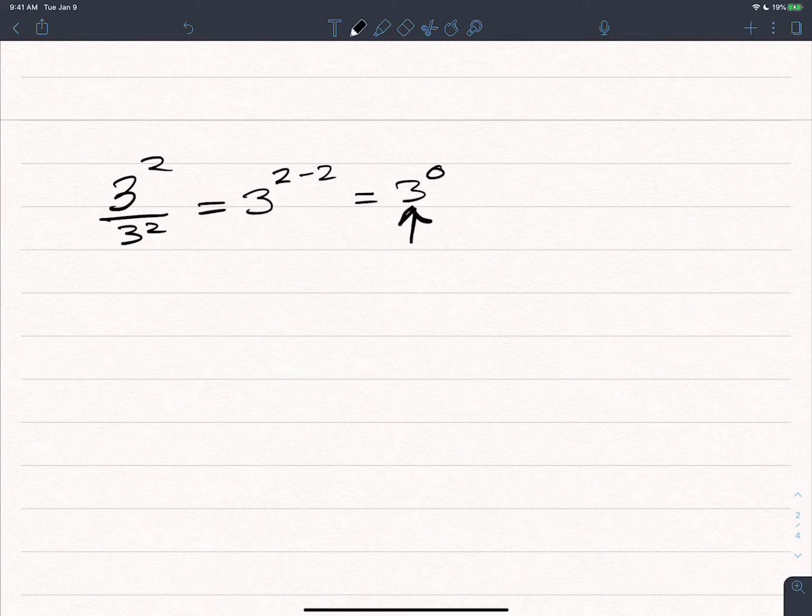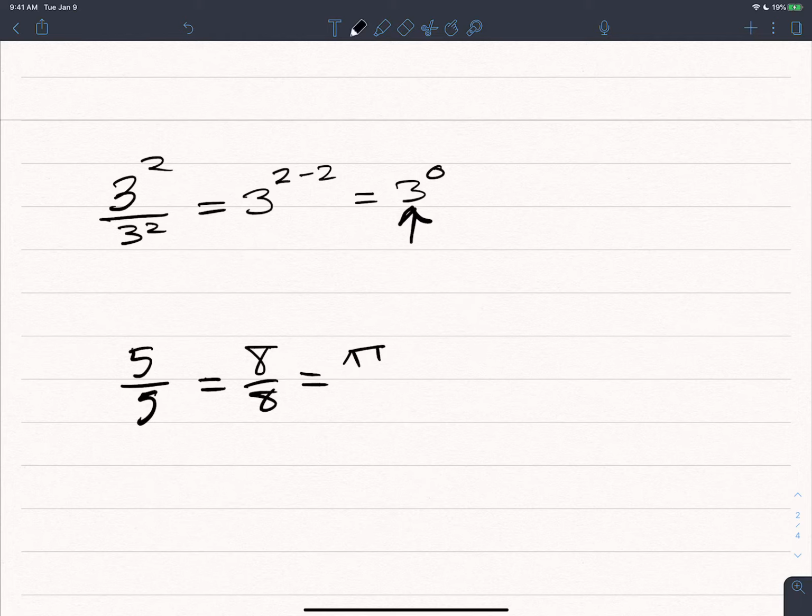But what if we just use our logic or common sense? If I asked you, what is 5 divided by 5? Anybody? 1, yes. 5 divided by 5 is 1, because anything divided by itself is 1. What if we did 8 divided by 8? Still 1.